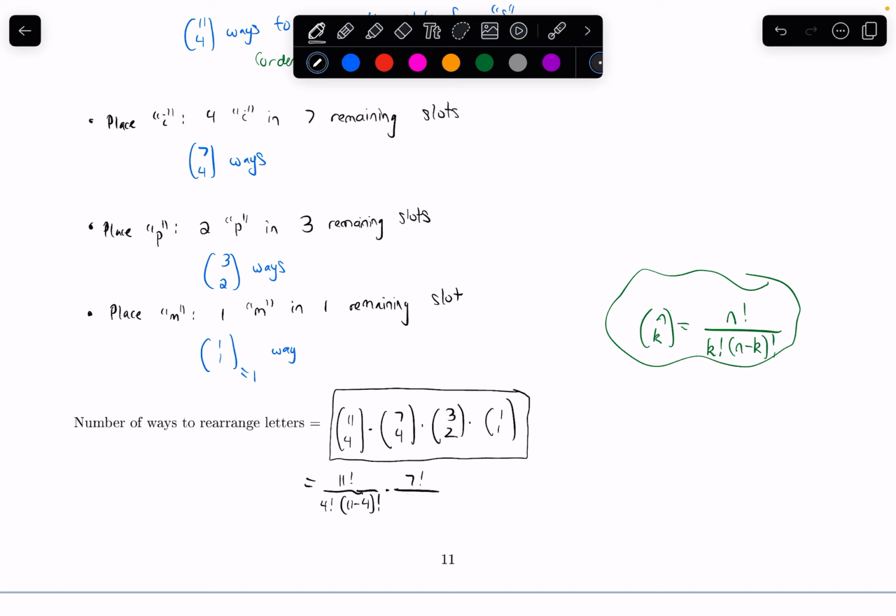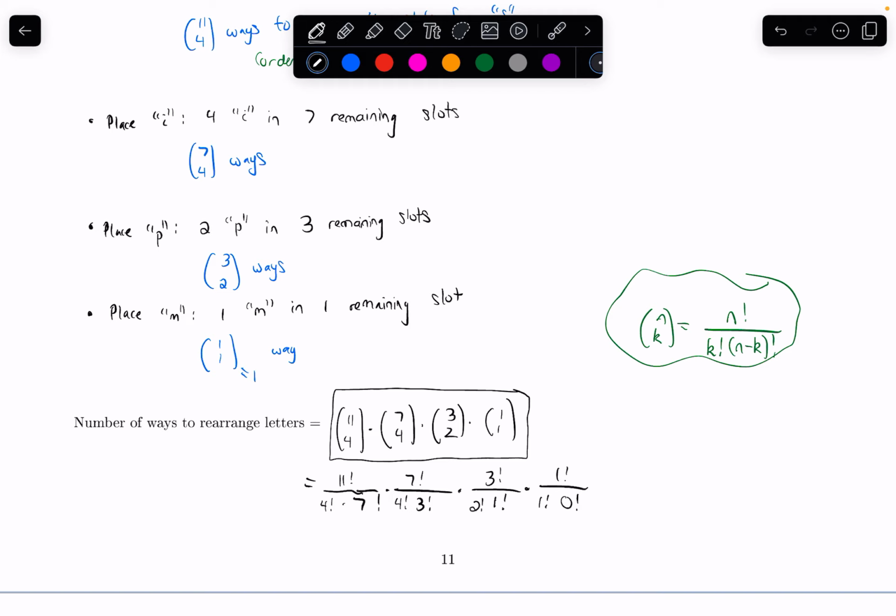Okay, so if I do that for 7 choose 4, I'll get 7 factorial over 4 factorial times 7 minus 4 factorial. For 3 choose 2, I'll get 3 factorial over 2 factorial times 3 minus 2 factorial, which is 1 factorial. And for 1 choose 1, I will get 1 factorial over 1 factorial times 1 minus 1 factorial, which is 0 factorial. And let's go ahead and simplify some of these. 7 minus 4 is just 3, so I'll get 3 factorial here, and then 11 minus 4 is 7, so this will be 7 factorial down there.